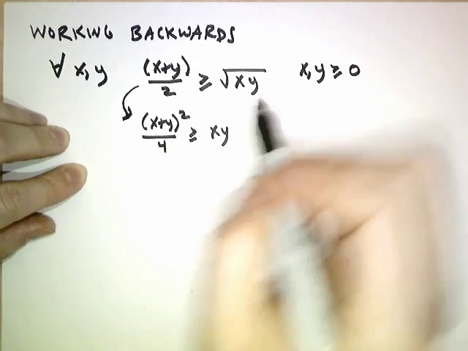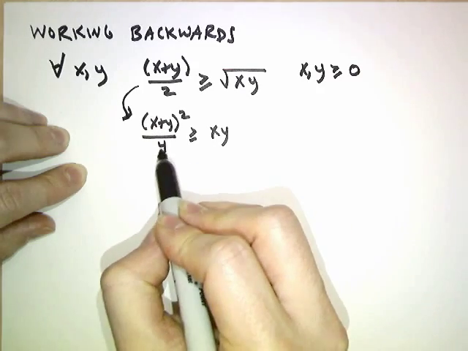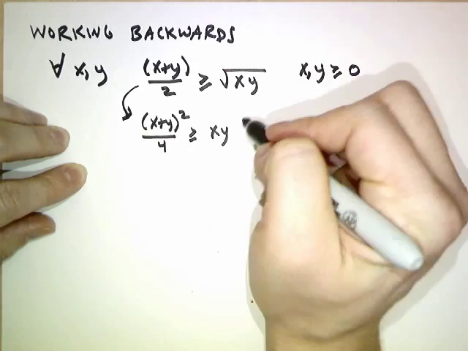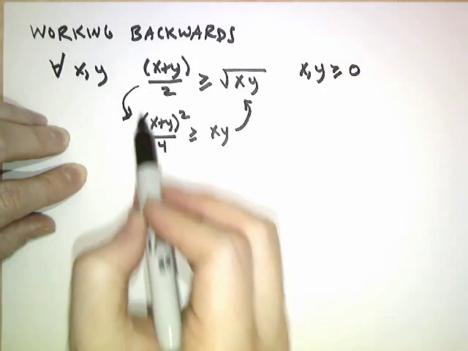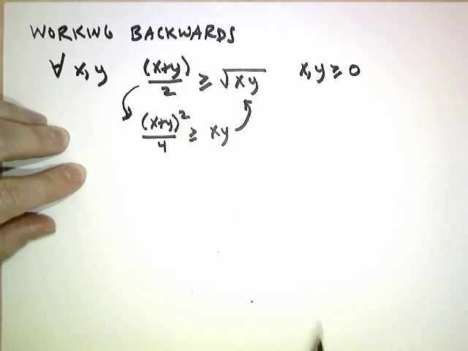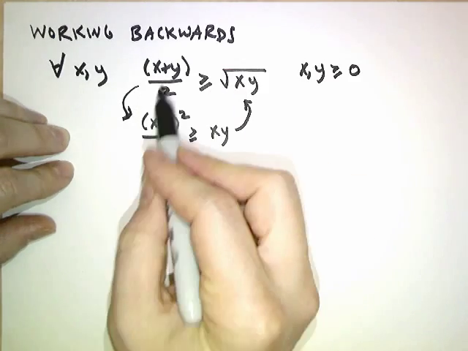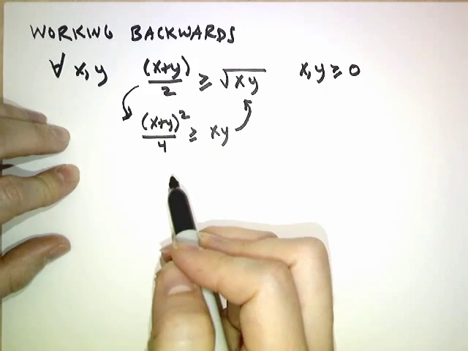And it's also important to notice that if you started here on the second line, (x plus y) squared over 4 is greater than or equal to xy, you could move backwards and you could conclude the first statement. These two statements are equivalent. The first one implies the second one, and the second one implies the first one. So we can move between these two statements in either direction. Okay, so now we're down to this second statement.